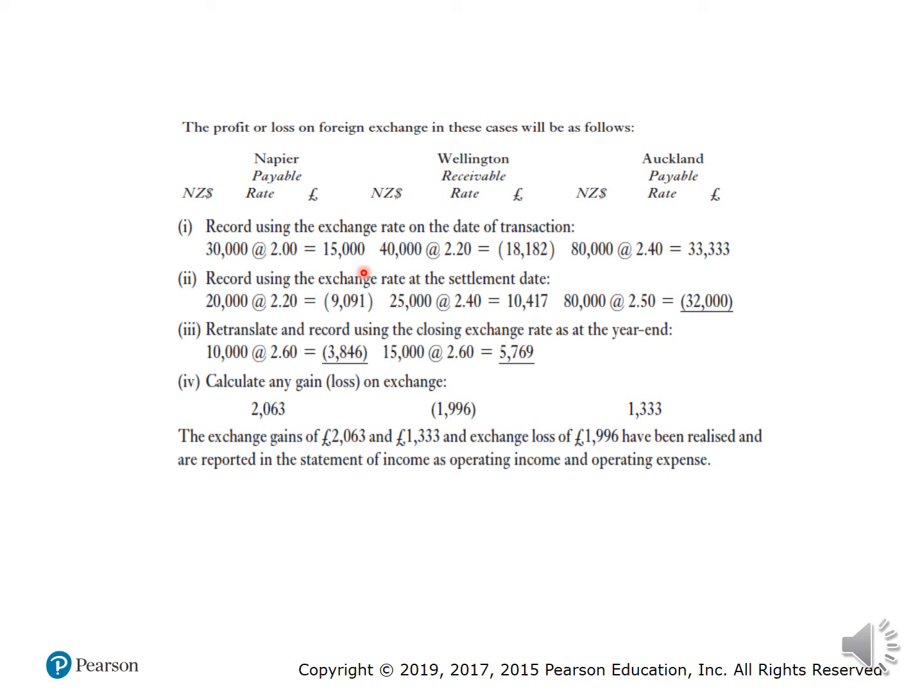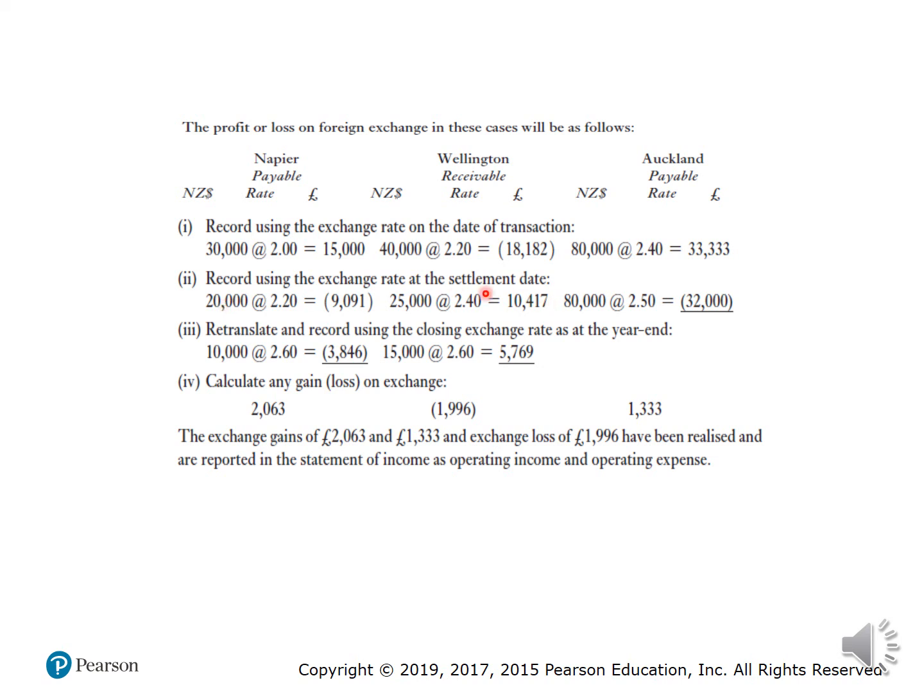So on the date of transaction, the rate was 2 New Zealand dollars equal to 1 pound, right? So it should be converted to pounds. So 30,000 equals 15,000 pounds. So divide 30,000 by 2, and 40,000 equals 18,182, and 80,000 converted to pounds is 33,333. Okay, in case of settlement, it should be recorded at the date of settlement.